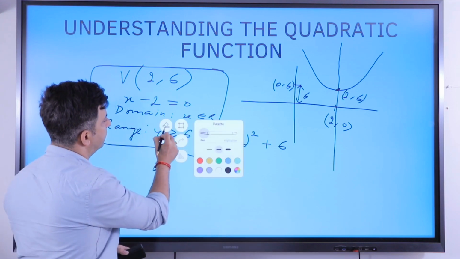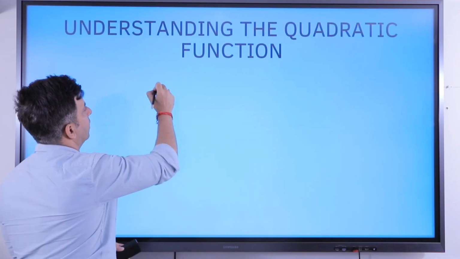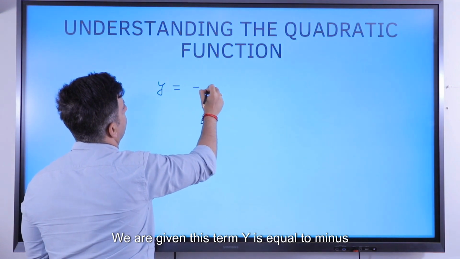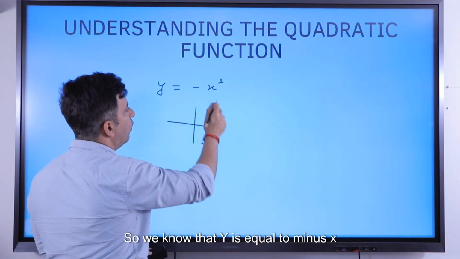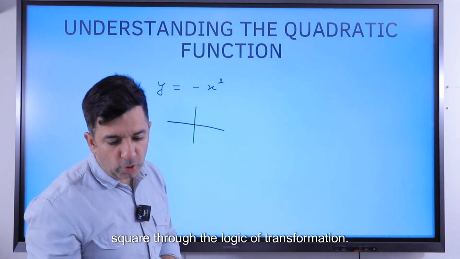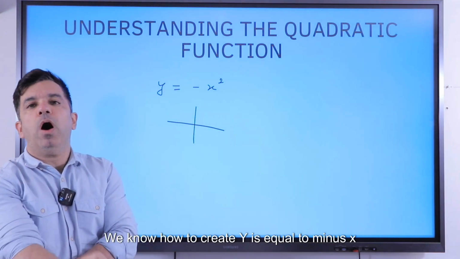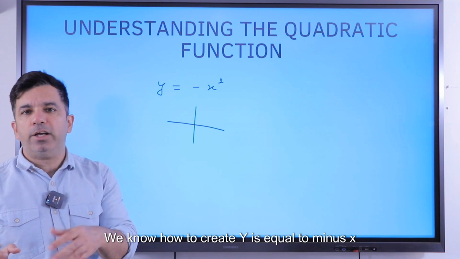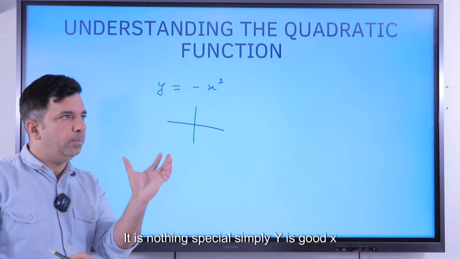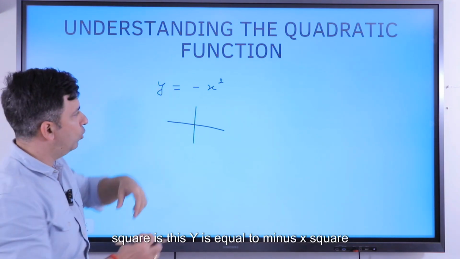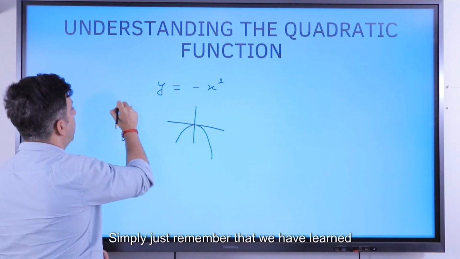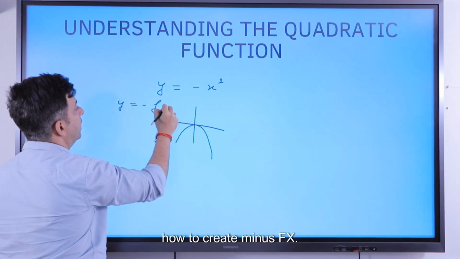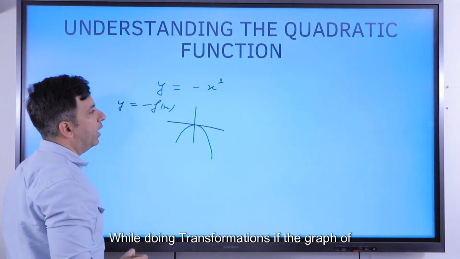But let's say we are given this term y is equal to minus x square. Through the logic of transformation, we know how to create y is equal to minus x square as well. It is nothing special. Simply y is equal to x square is this, y is equal to minus x square is this graph. Just remember that we have learned how to create minus fx while doing transformations.